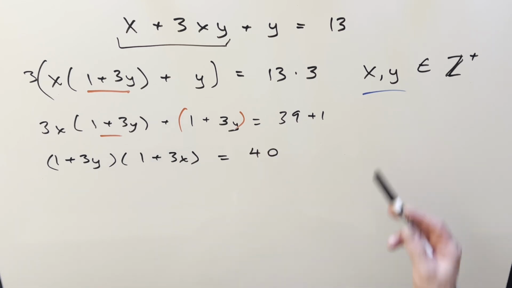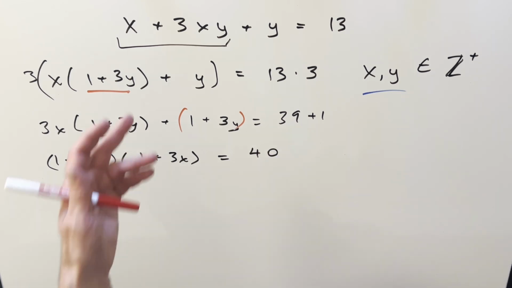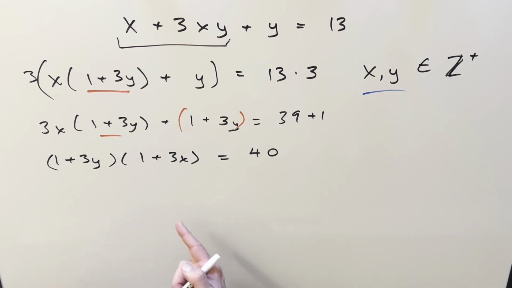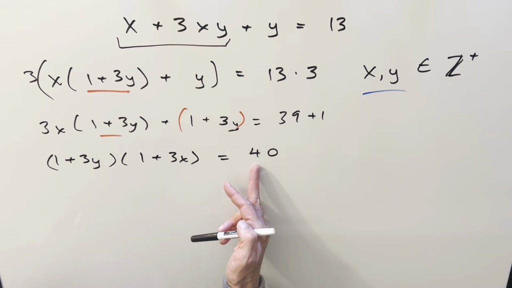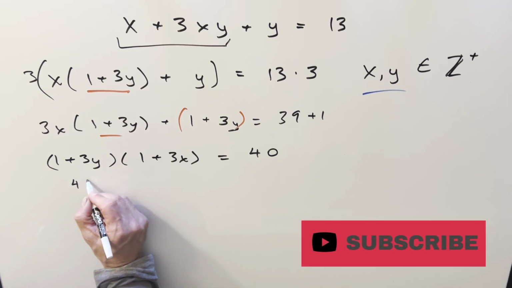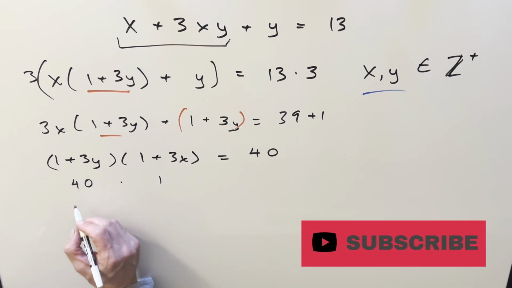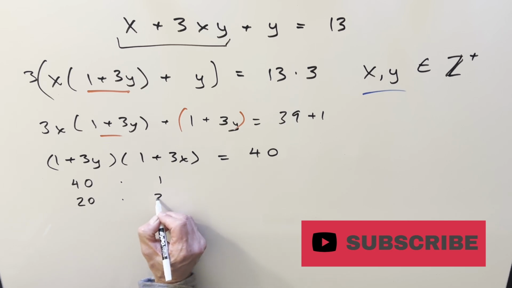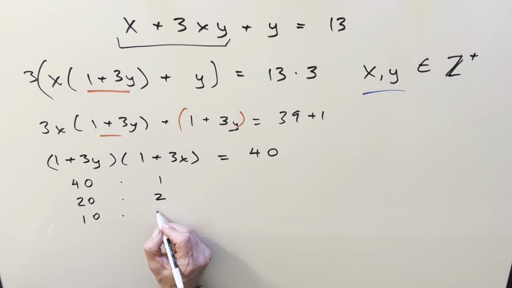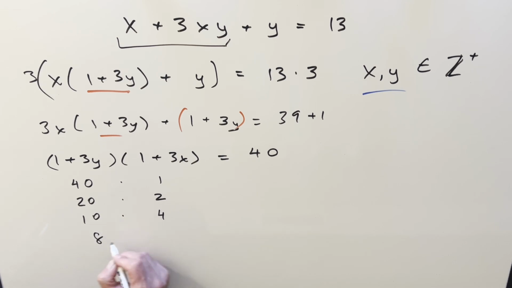And this is where we're glad that we've got this as all integers. I think it'd be an infinite number of solutions anyway, but because it's positive integers, it's going to help us narrow this down. Because what we can do is factor 40. Can do all the factorization, so we can have 40 times 1, 20 times 2, 10 times, I was going to do 10 times 3, but no, it's 10 times 4, and the last one's going to be 8 times 5.